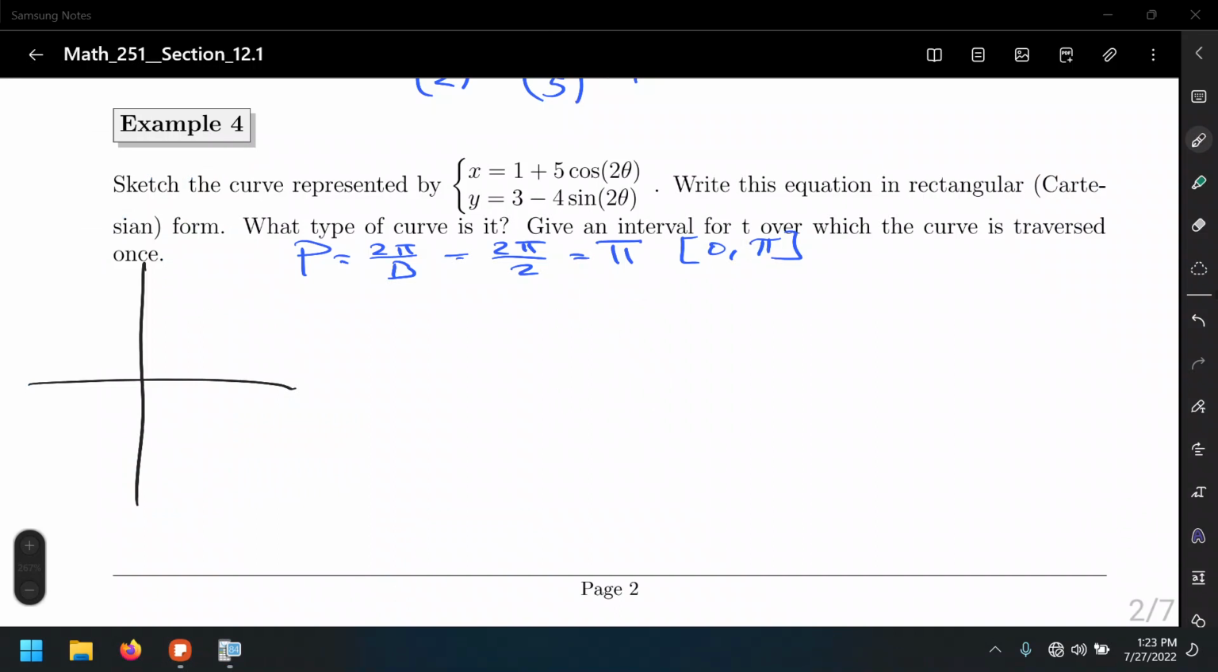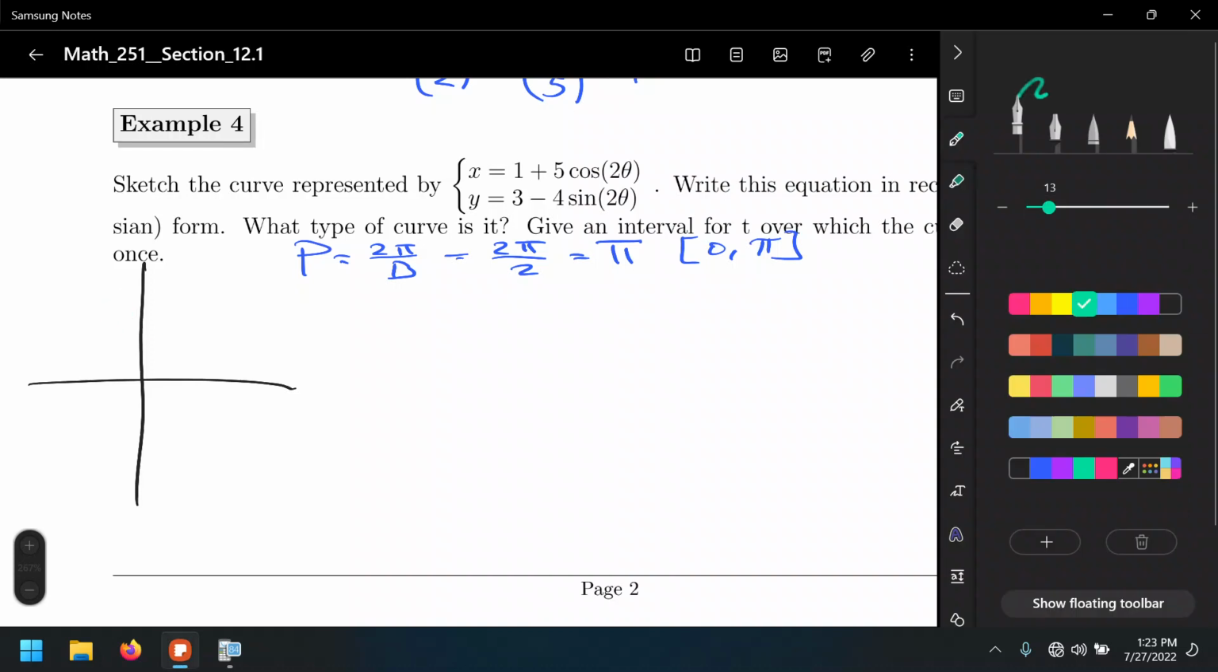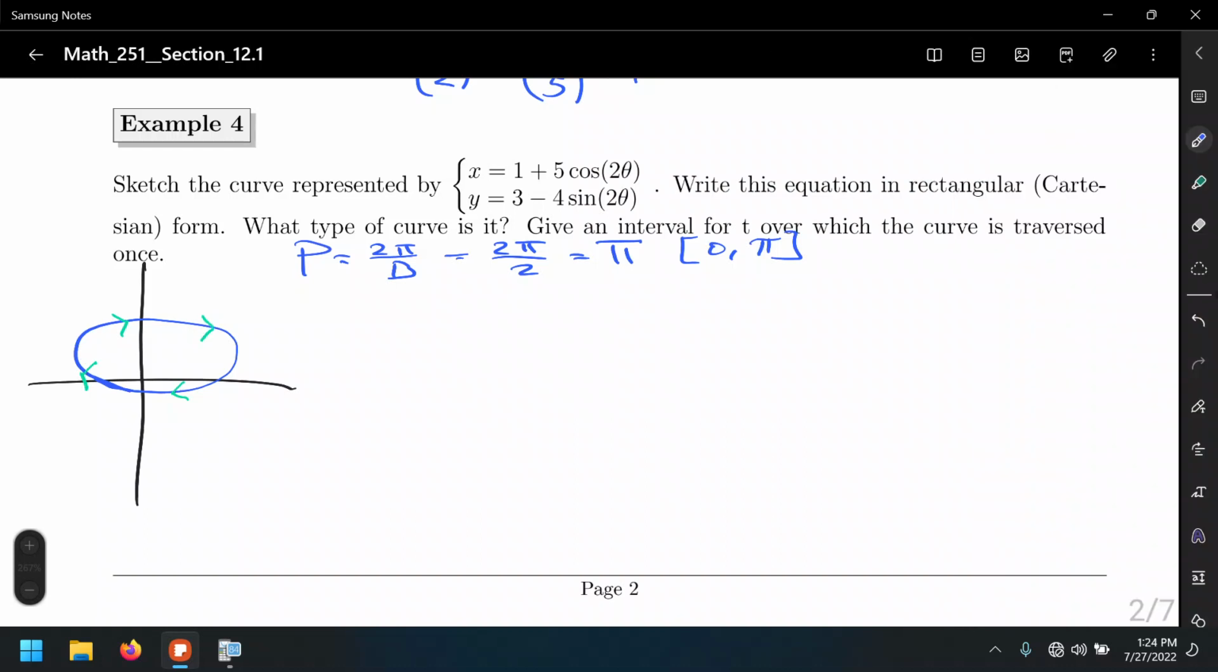And well, so let's write down the equation of the graph, right? The graph first. And it sort of looks like this. All right, and it's going to go in this orientation. And let's write down the Cartesian equation for this. That is, let me write down the equations individually. And y equals 3 minus 4 sine 2 theta.